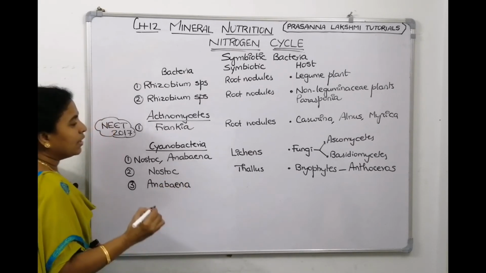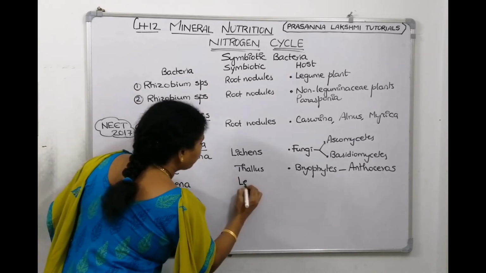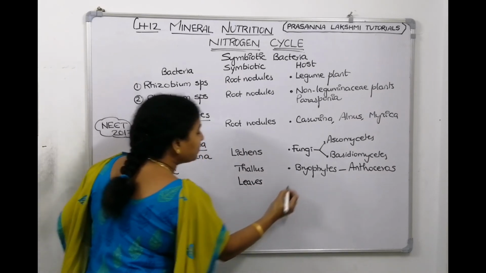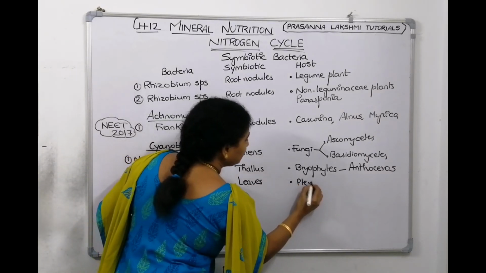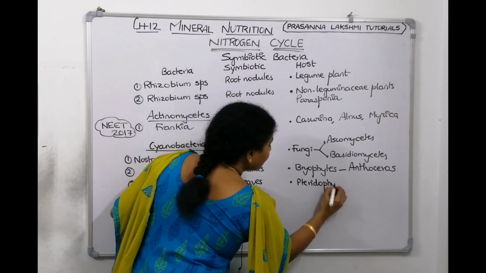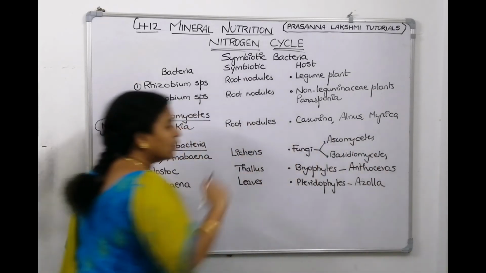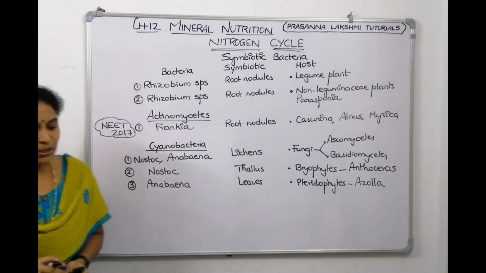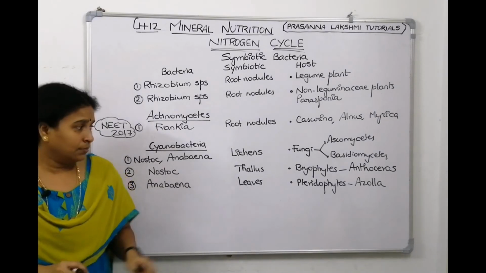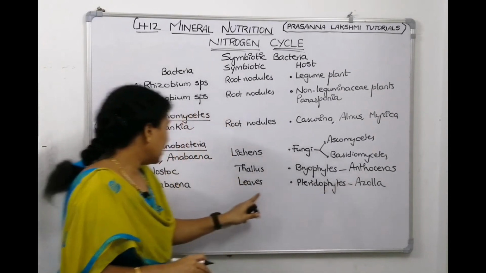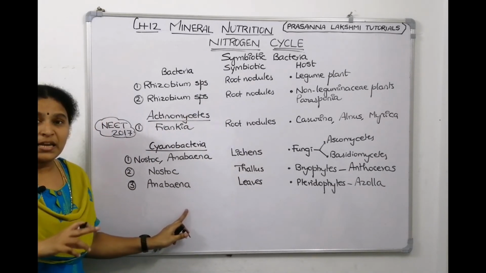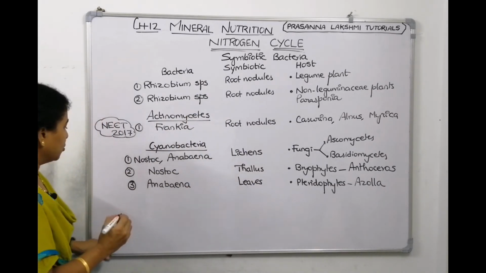Anabaena in the leaves of, this time, a pteridophyte. What is the name of the pteridophyte? The name of the pteridophyte is Azolla. In the Azolla leaves, Anabaena will stay and it does nitrogen fixation.